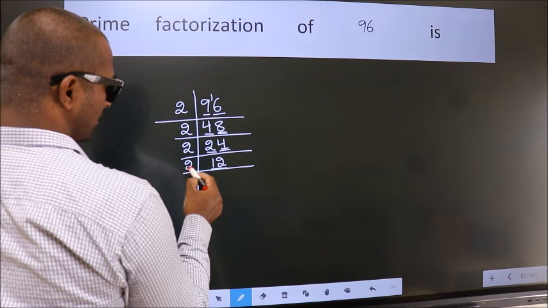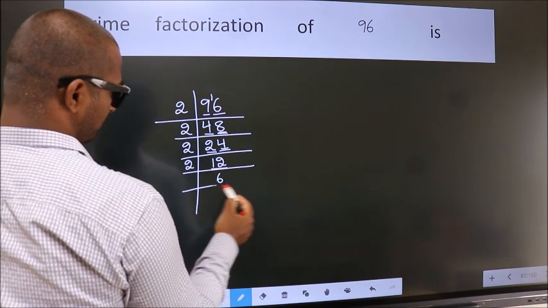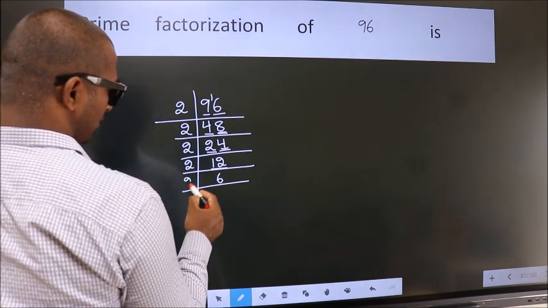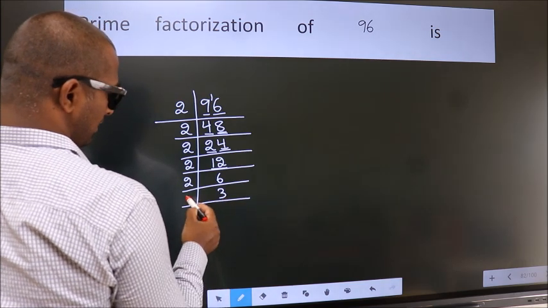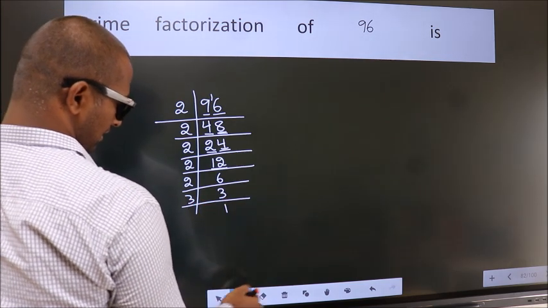12 is 2 6s 12. 6 is 2 threes 6. 3 is a prime number, so 3 ones 3.